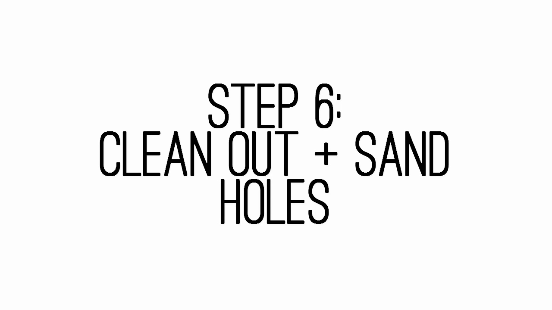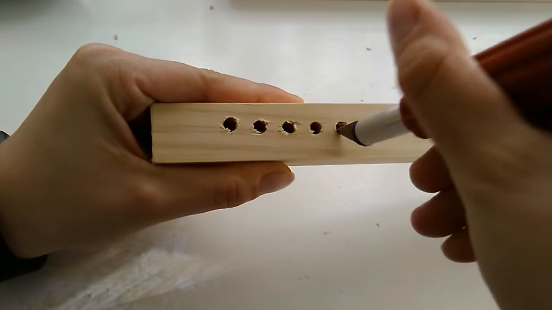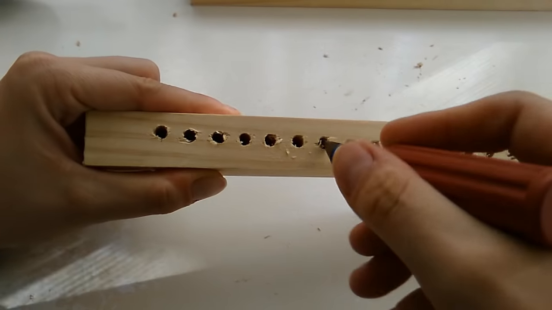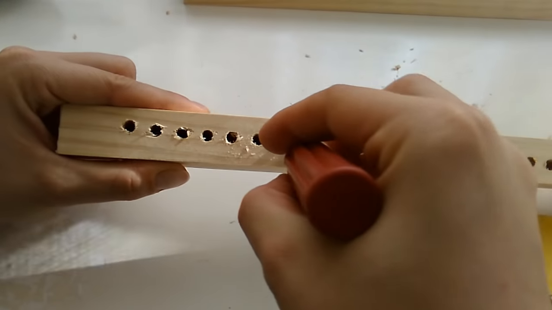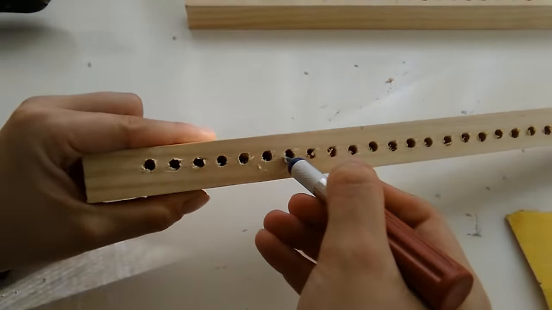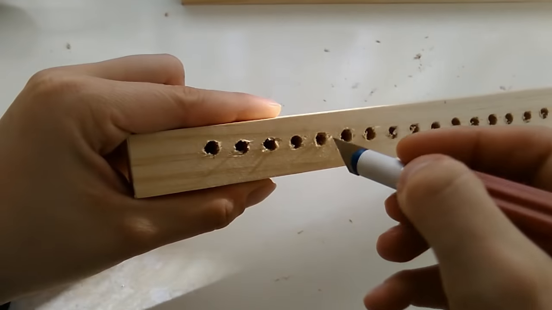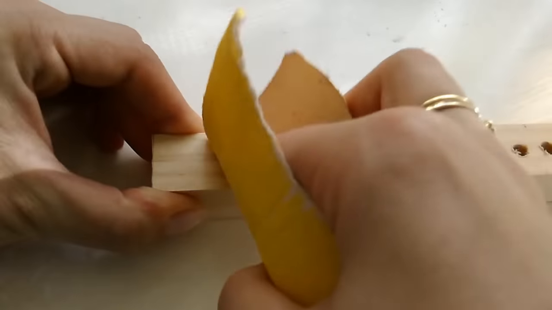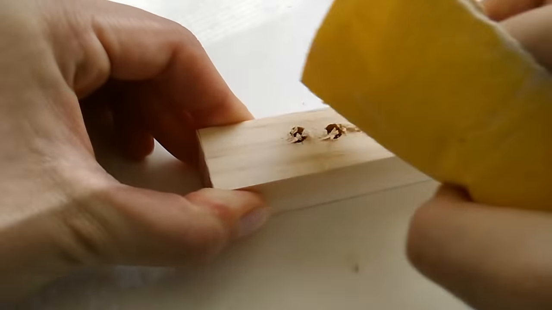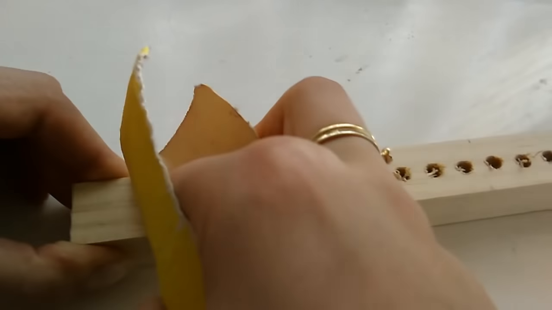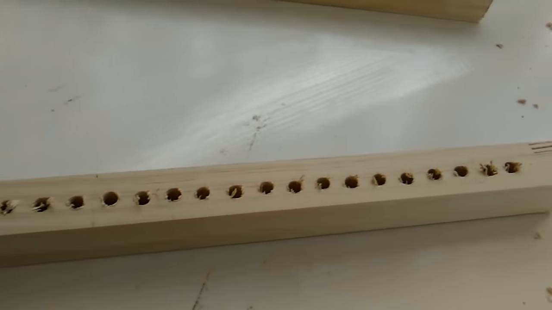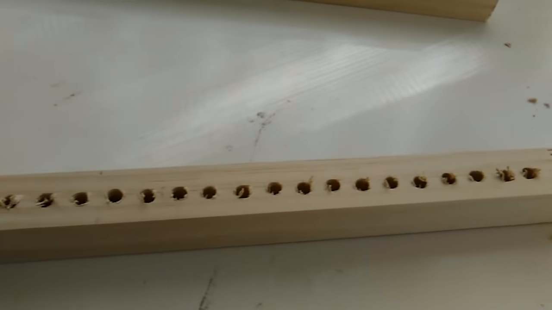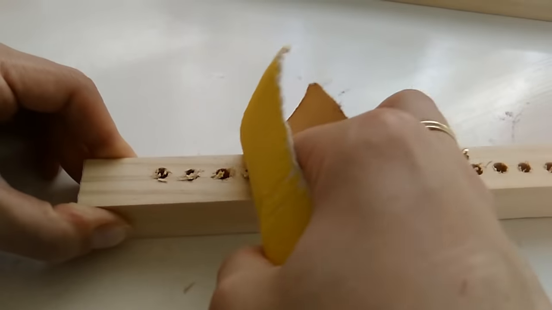Step 6 is cleaning up the holes and sanding them. So you might find that the dowel holes are quite messy, as you can see here. So I've just used a scalpel tool to dig out some of those little bits of wood that are stuck to the outside of the holes, if that makes sense. So I'm just cleaning that up, and then I sanded the wood all the way along the hole so that it was nice and smooth.